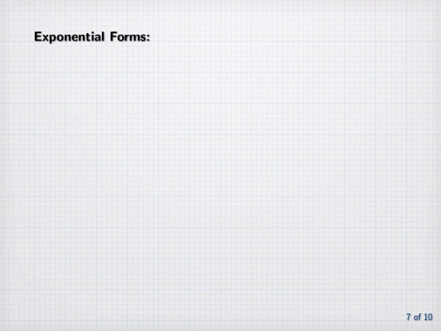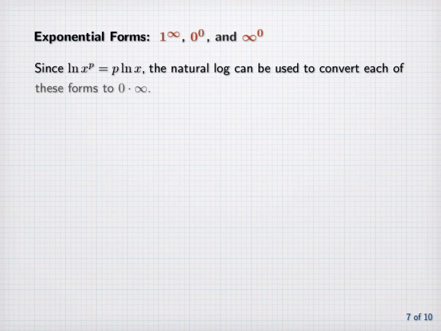Exponential forms. Besides 0 divided by 0, infinity divided by infinity, and 0 times infinity, there are also 3 indeterminate exponential forms: 1 to the infinity power, 0 to the 0 power, and infinity to the 0 power. Now, because of the property of logarithms that says natural log of x to the p equals p times natural log of x, the natural log can be used to convert each of these exponential forms to 0 times infinity.